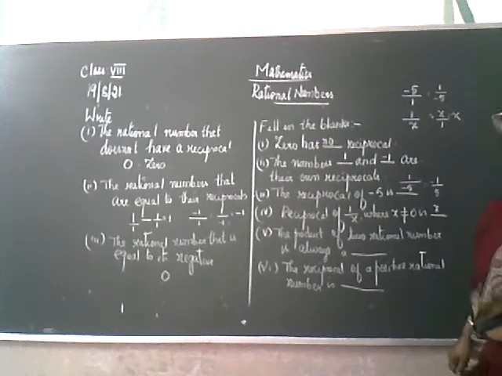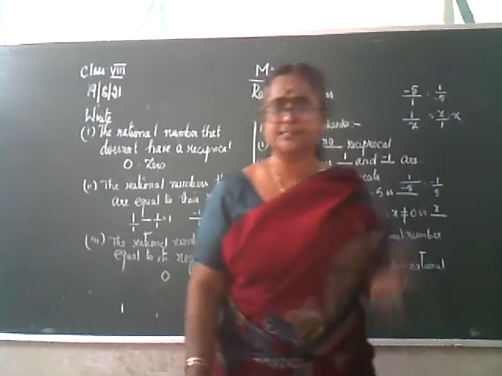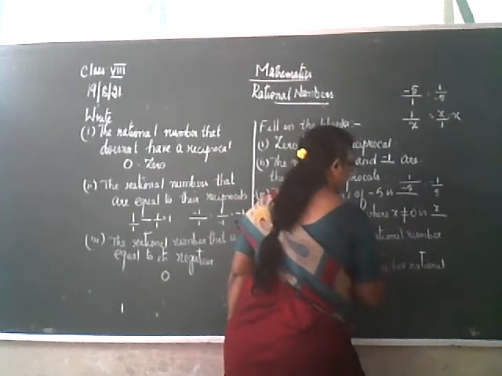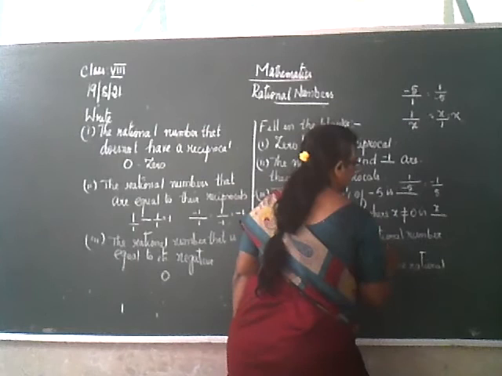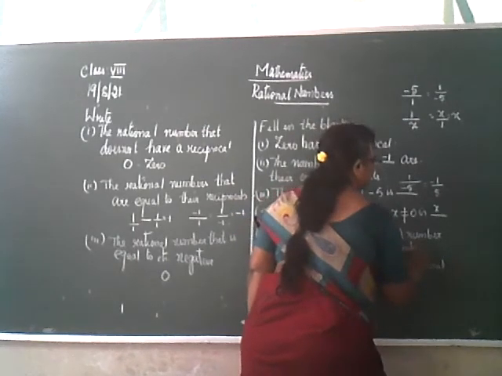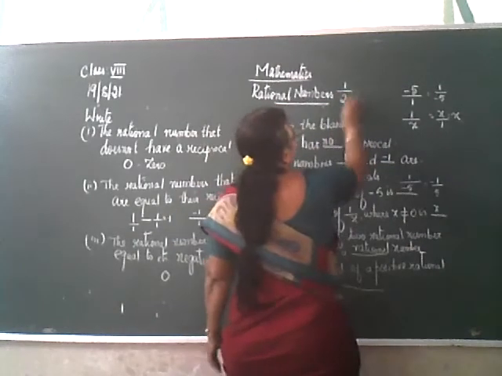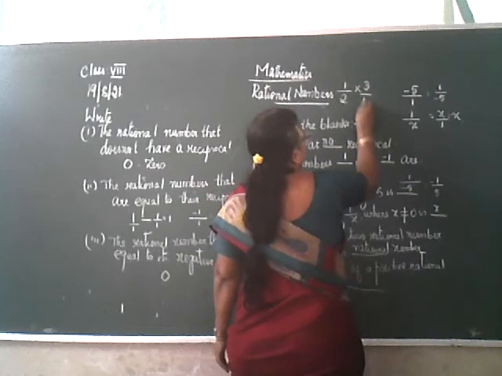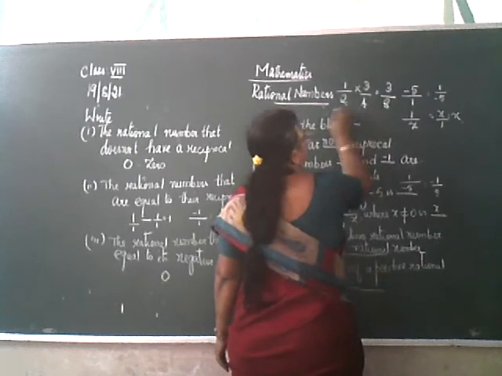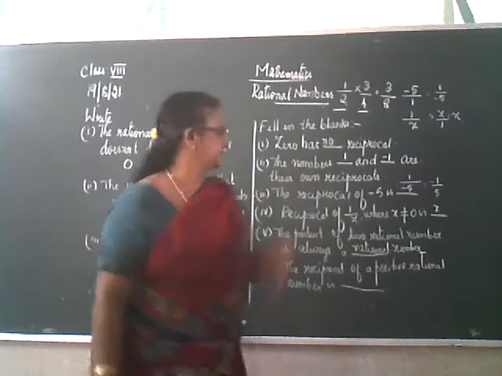The product of two rational numbers. When you multiply any two rational numbers, the product is a rational number itself. That is the closure property, isn't it? When you multiply any two rational numbers, the result is also a rational number. See, 1 by 2 into 3 by 4. Multiply 1, 3 is 3, 2 4s are 8. So, the product of two rational numbers is a rational number.